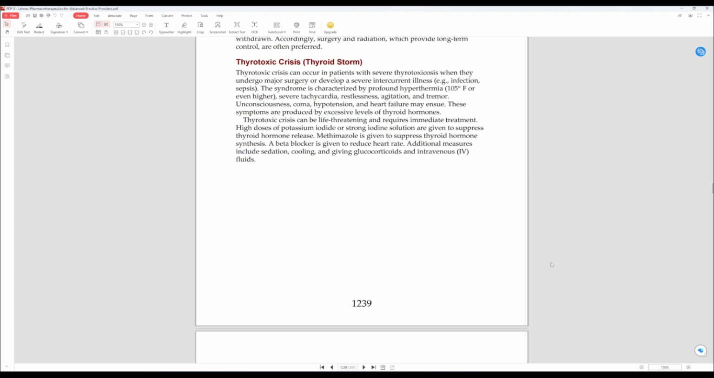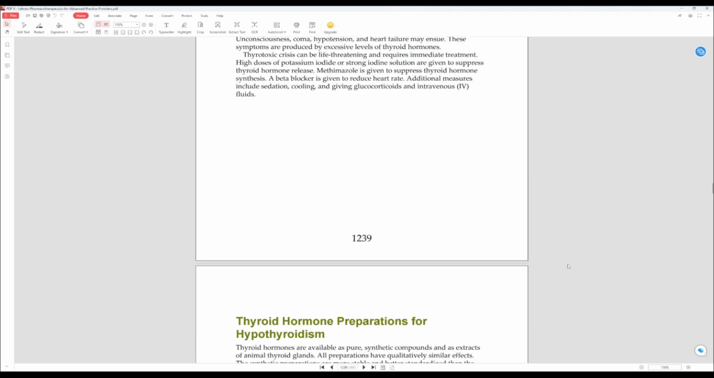High doses of potassium iodide or a strong iodide solution can be given to suppress the thyroid hormone release. Methimazole is given to suppress thyroid hormone synthesis. A beta blocker is given to reduce the heart rate, and additional measures, including sedation, cooling, and giving glucocorticoids and IV fluids, may be used to treat thyroid storm.